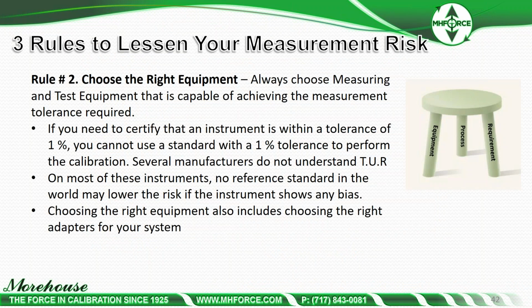So rule number 2, choose the right equipment. Always choose measuring and test equipment that is capable of achieving the measurement tolerance required. Pretty simple. People fail to do it though. If you need to certify that an instrument is within a tolerance of 1%, you really can't use a standard with a tolerance of 1%, because in the TUR formula, if you're 1-to-1 and then you start plugging in repeatability and the resolution of the device under test, you're no longer 1-to-1.